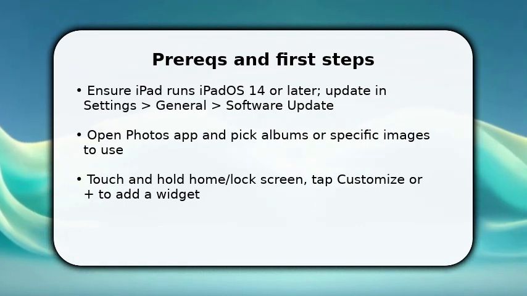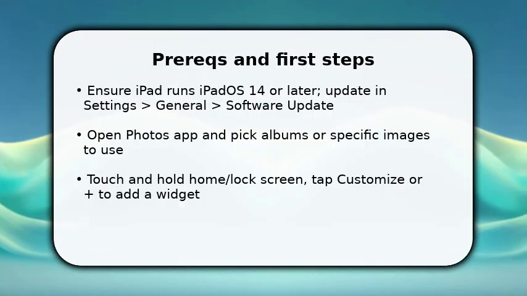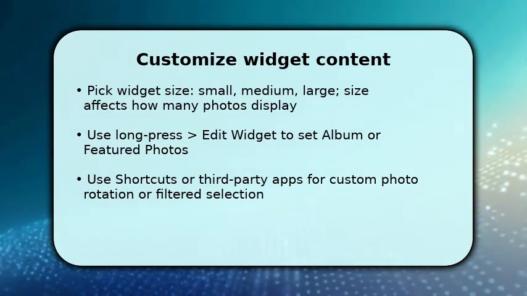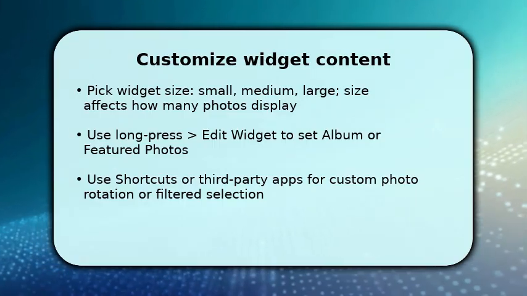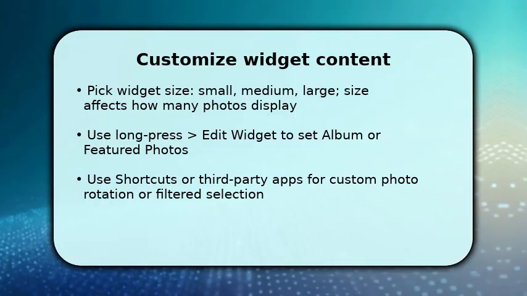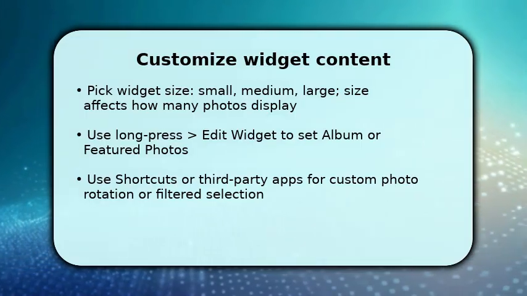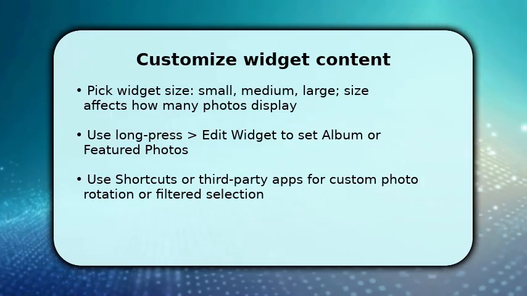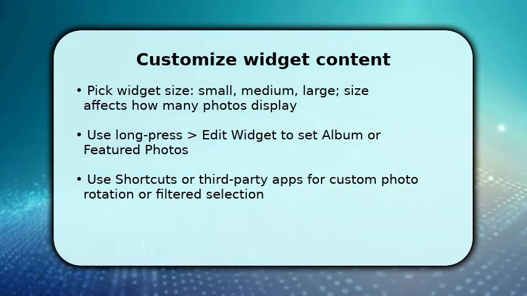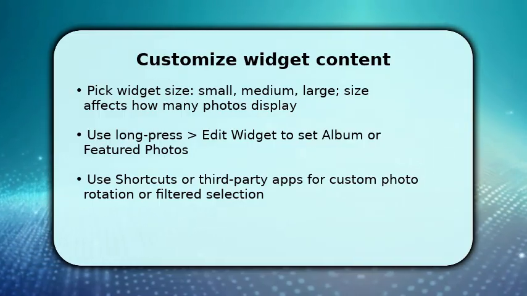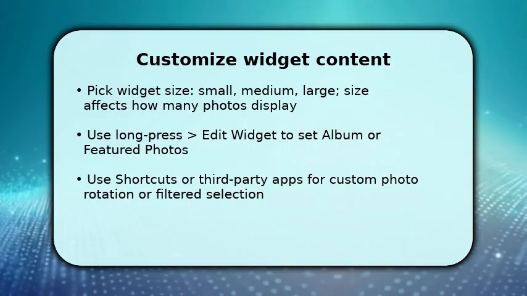Now you control what the Photos widget displays. After placing the widget, long press and choose Edit Widget to assign a specific album, favorites, or suggested. Choose Small for single images, Medium for a few, Large for more rotation. If you want curated rotation or captions, set up a shortcuts automation to copy selected images into a dedicated album. Alternatively, install a third-party widget app that supports filtered feeds.